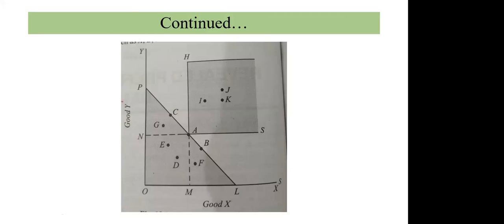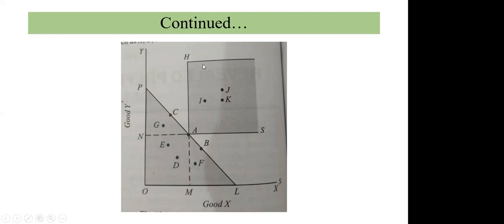Now, if we look at these 2 lines, AH and AS, we can see that along this AS line, if we compare it with point A, though good Y remains at the same level, good X is increasing. So any point on this AS line will always be preferred over point A. And any point on this line AH will always be preferred over point A, because on this line, though good X is constant, the quantity of good Y is always increasing.